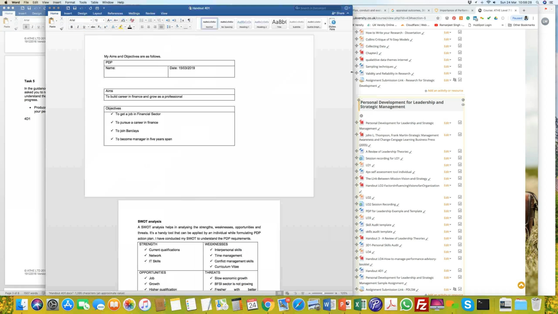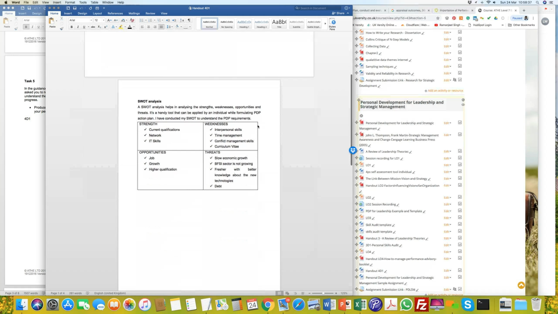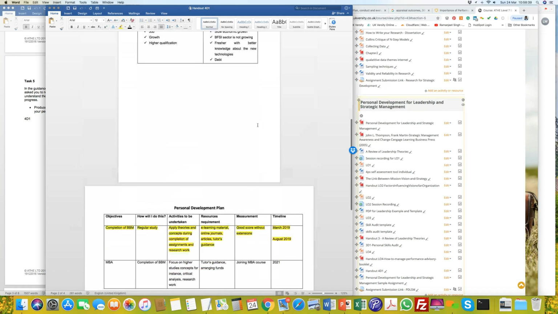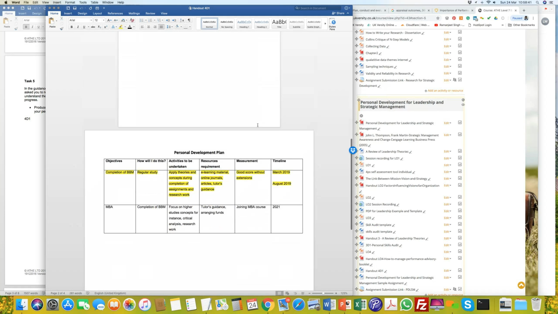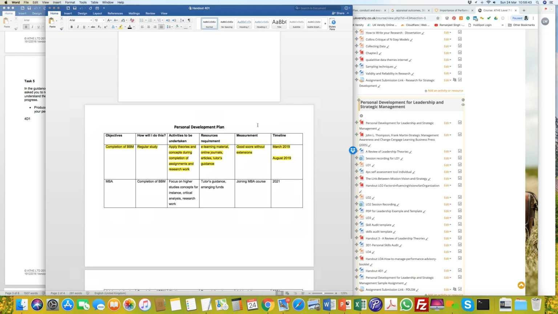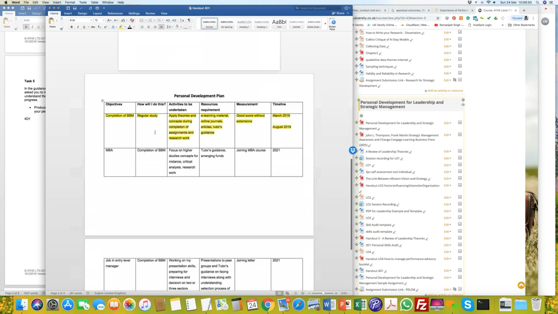Now, in learning outcomes 2 and 3, you created a PDP, and that PDP had some overarching objectives, which were broken down into smaller objectives. Then you did your SWOT analysis and your skills audit. Once you identified your gap areas, the areas that you want to develop, you turned that into a personal development plan. This plan set objectives from the top, and you broke them down into how you will achieve them, what activities you need to undertake, what resources are required, how you will measure success, and then you put in a timeline.